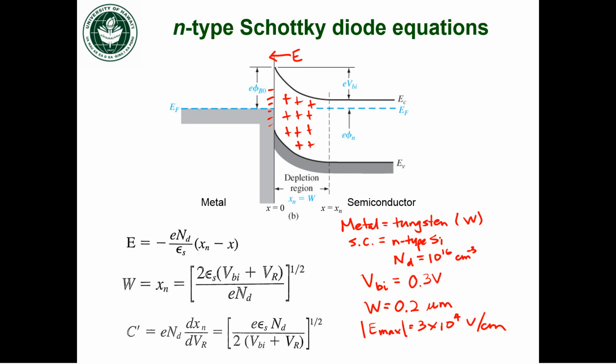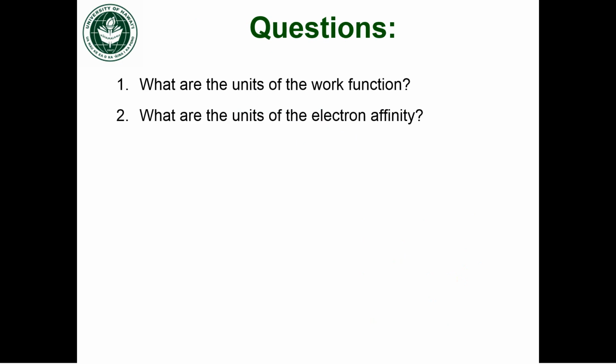Okay, and now I'd just like to leave you with a couple of questions. So in all these videos, I haven't talked about what the units are of the work function, and I haven't talked about the units of the electron affinity. And there's some tables in your book that you can use to look up electron affinities and work functions for different materials. These are tables 9.1 and 9.2 on page 333 of the textbook.